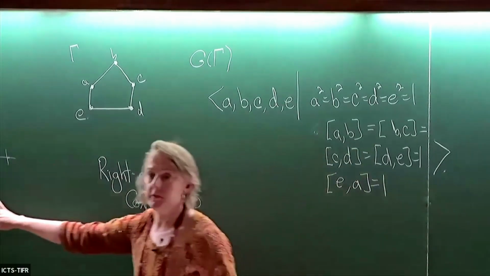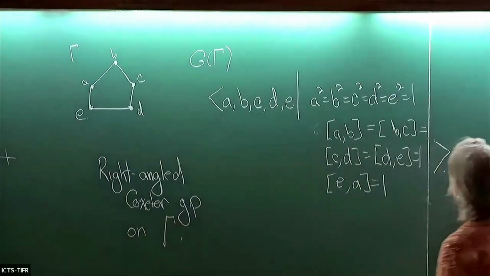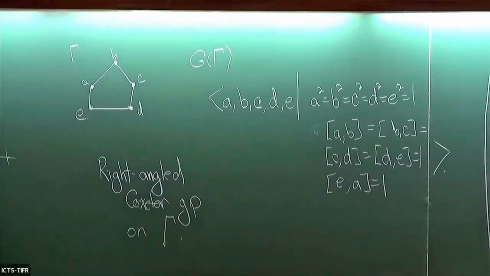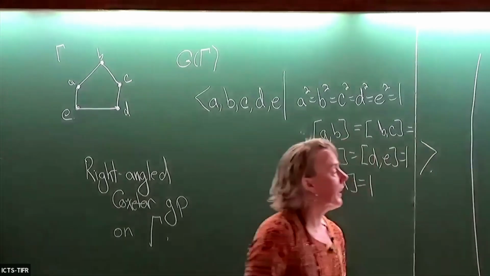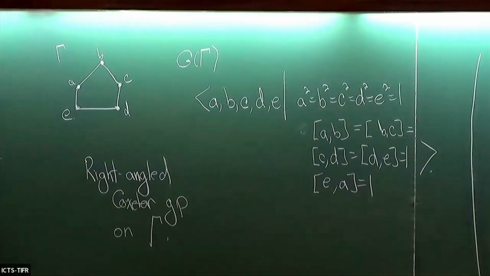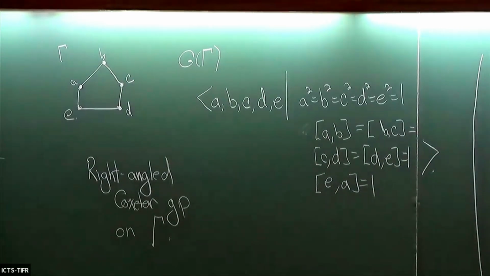This is a great source of examples, and as I think we'll hear about some later. Okay, so this group acts geometrically on H2, which I'll describe in just a second. So this is a hyperbolic pentagon. Okay, this is H2.